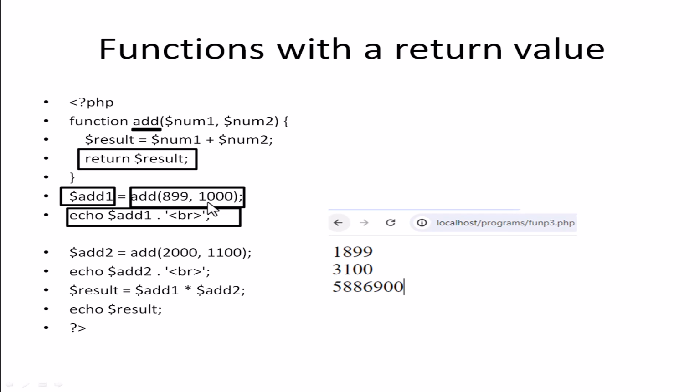Next you are going to send the values for add 2, adding the two numbers 2000 and 1100, and it is going to show 3100 on the screen. Similarly, finally you are going to multiply the two results, add 1 into add 2. Whatever was added, this one and this one will be multiplied, and it is going to display the result.